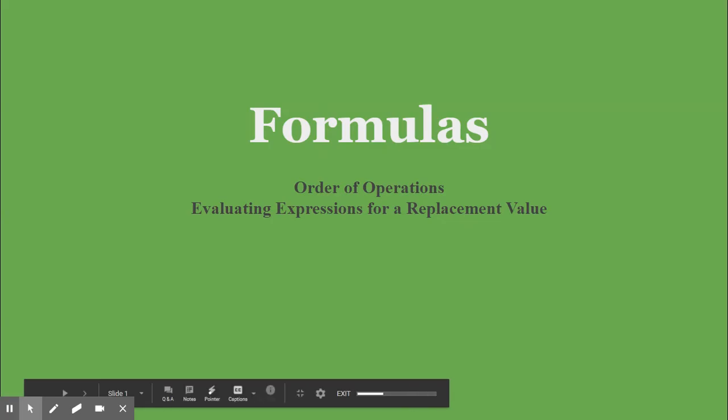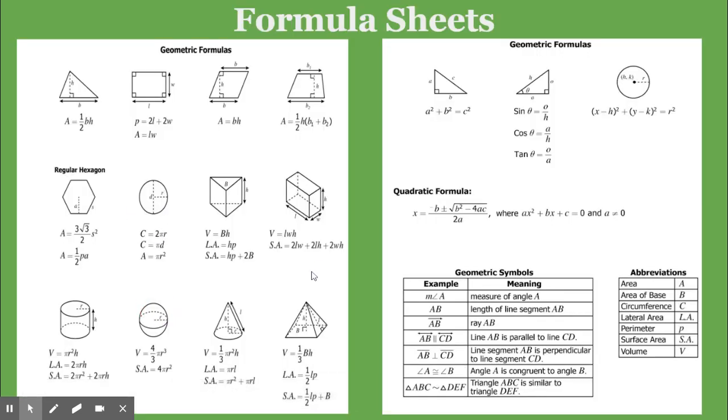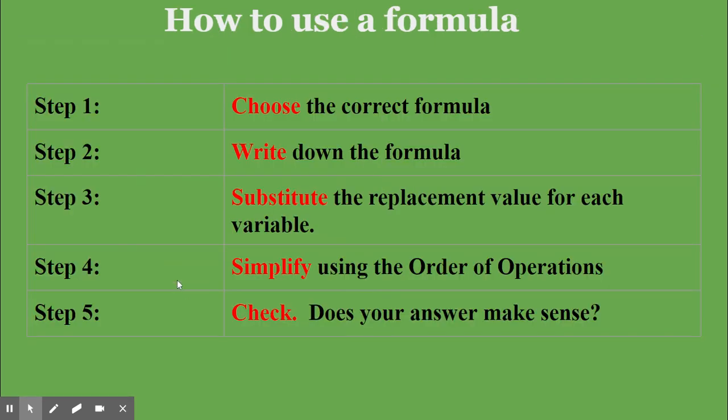Good morning. We're going to go over a little bit about formulas and how that relates to using the order of operations and evaluating expressions for a replacement value. So let's do it. Here are some formula sheets. These are the geometry formula sheets for the state of Virginia, but formulas are formulas, so you can find them anywhere, online, whatever. Step 1, choose the correct formula. You're going to look at the information you're given and choose the formula that is going to apply.